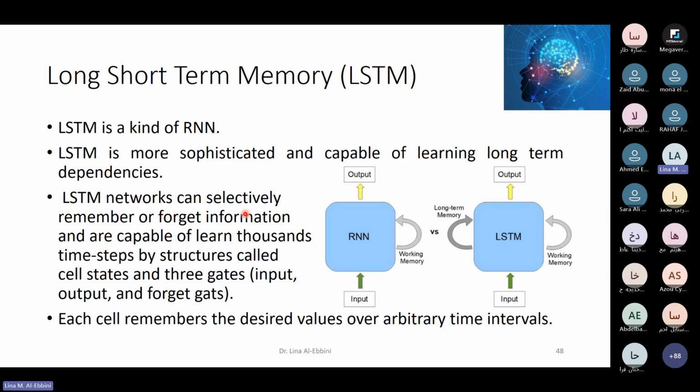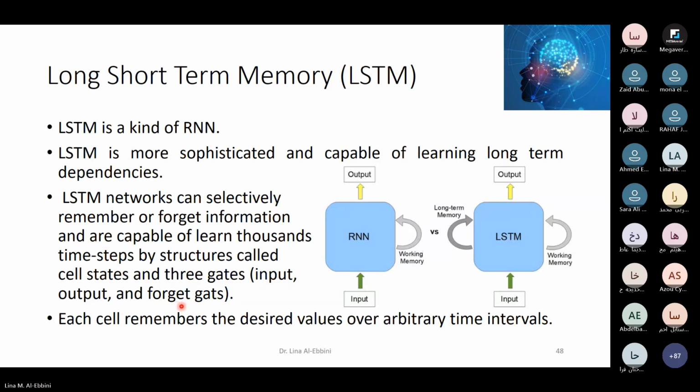LSTM networks can selectively remember or forget information. So sometimes you can ignore some data, remember and keep others, and are capable of learning thousands of time steps by structures called cell states and three gates. Actually, we have input, output, and forget gates.